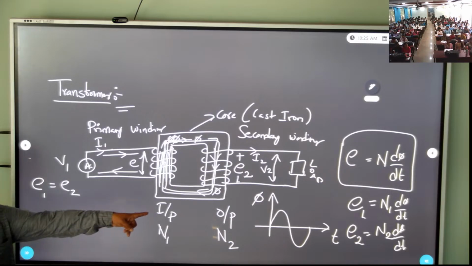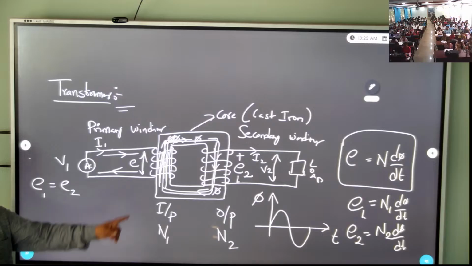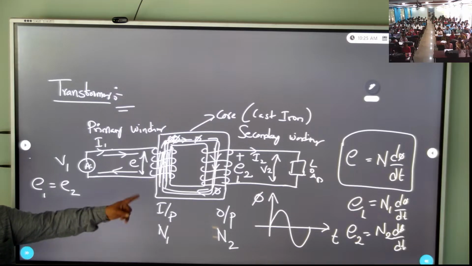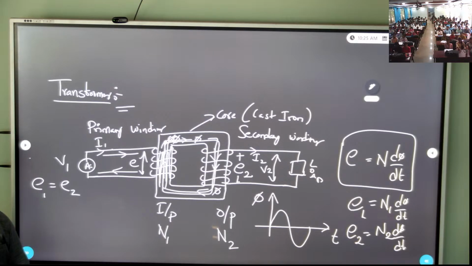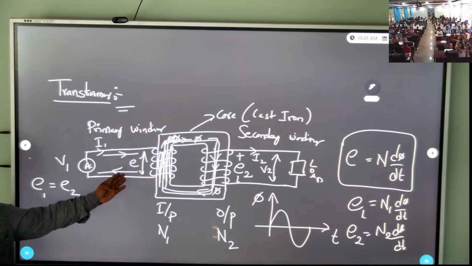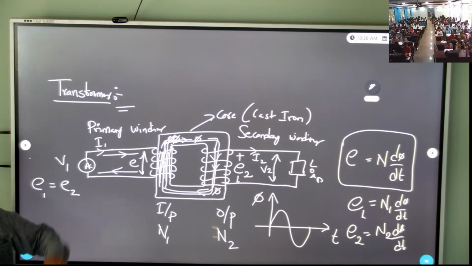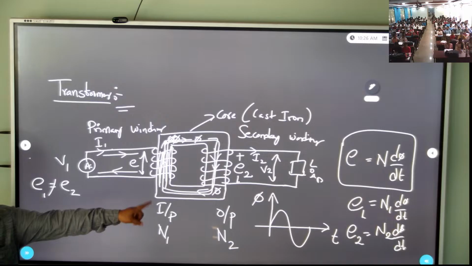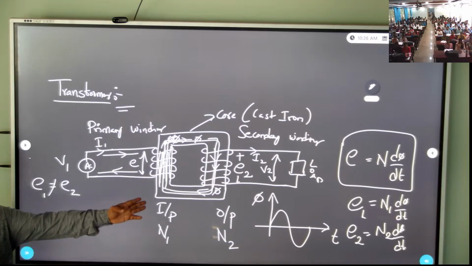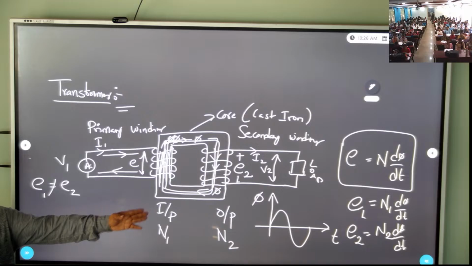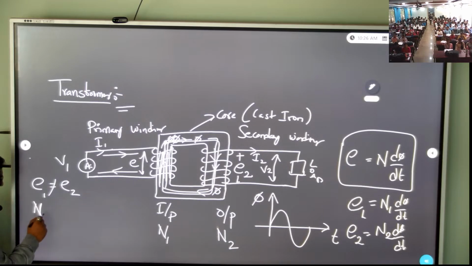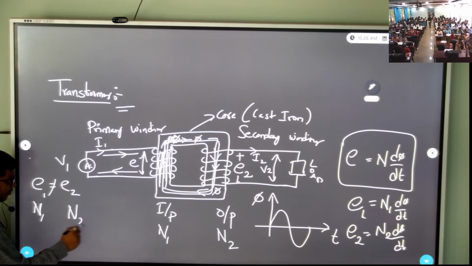In that formula, tell me, d phi by dt is equal in both formulas. The flux is the same. The primary winding flux is the same, the secondary winding flux is the same. So E1 and E2 depend on what parameter? E1 is not equal to E2. On what parameter is it depending now? The right side. Number of turns. So E1 is proportional to N1 turns, E2 is proportional to N2 turns.